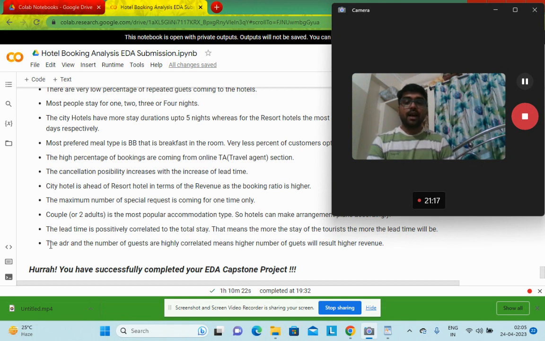Then the ADR and the number of guests are highly correlated, meaning a higher number of guests will result in higher revenue. And the lead time is positively correlated to the total stay. That means the more the stay, the more the lead time will be.